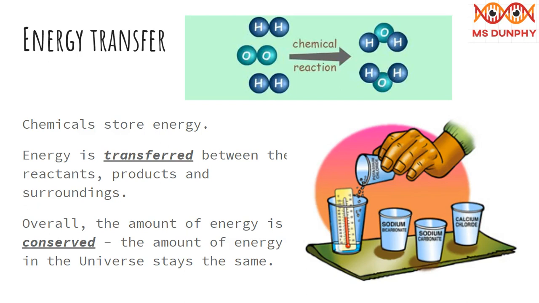The overall amount of energy in the reactants and the surroundings doesn't change. This is because energy is conserved in reactions. It can't be created or destroyed, only moved around. This means the amount of energy in the universe always stays the same.